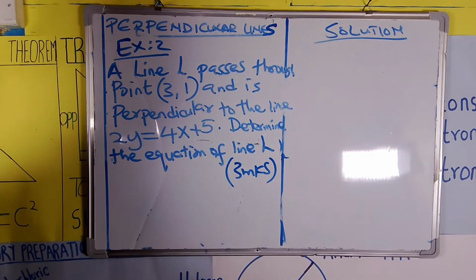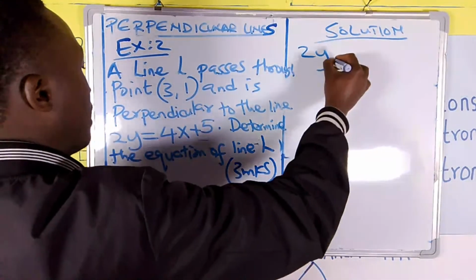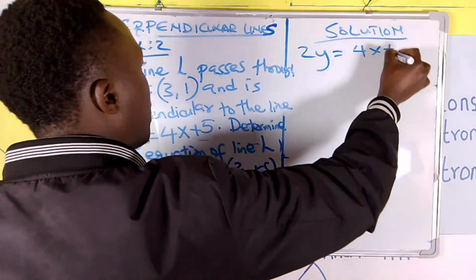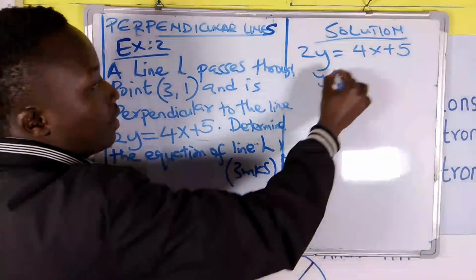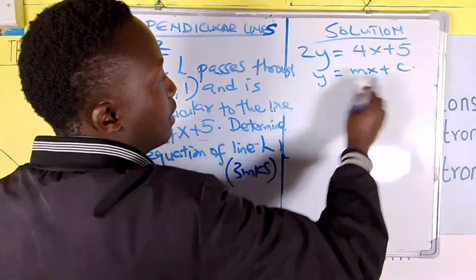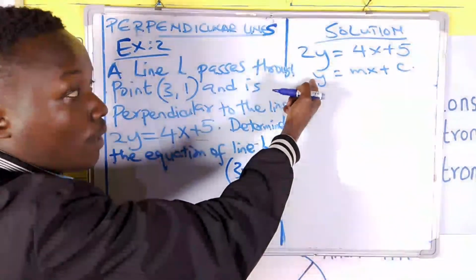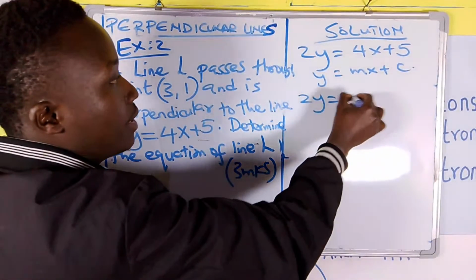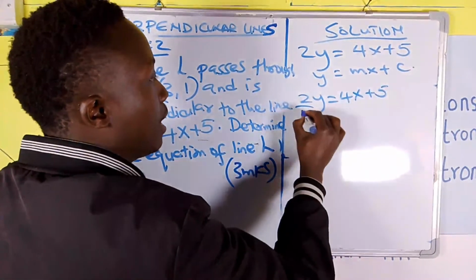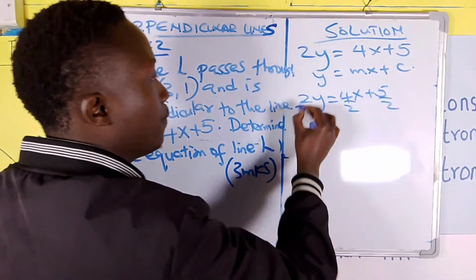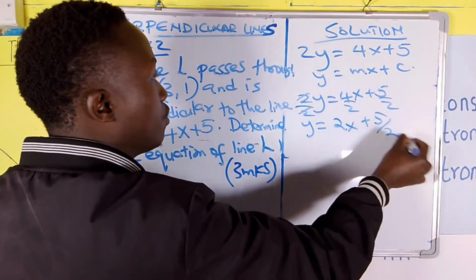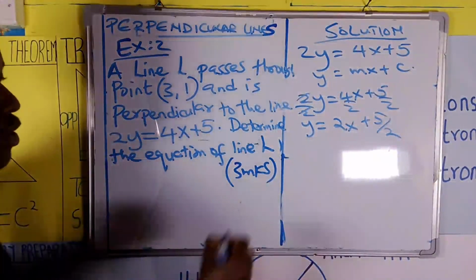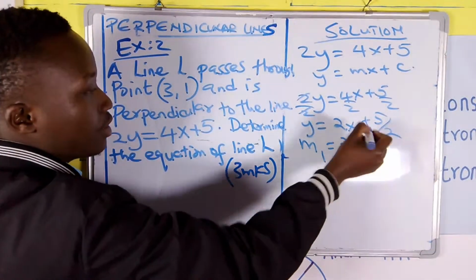So we've been told that line L is perpendicular to this line. We first identify the equation of the line given, 2y equals 4x plus 5. This equation is almost in the form y is equal to mx plus c, but you must ensure that the coefficient of y is 1. So we divide everything by 2 to get y equals 4 divided by 2 is 2x plus 5 over 2. So our m1 in this case is 2.